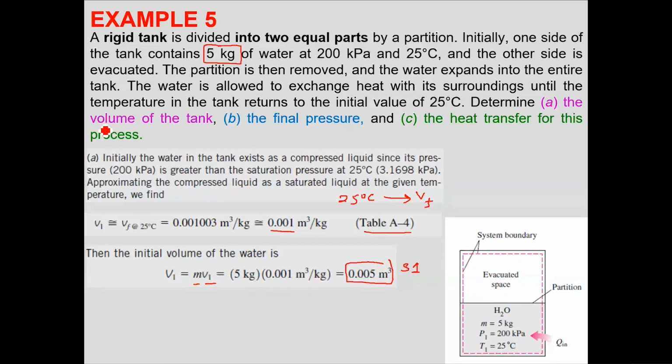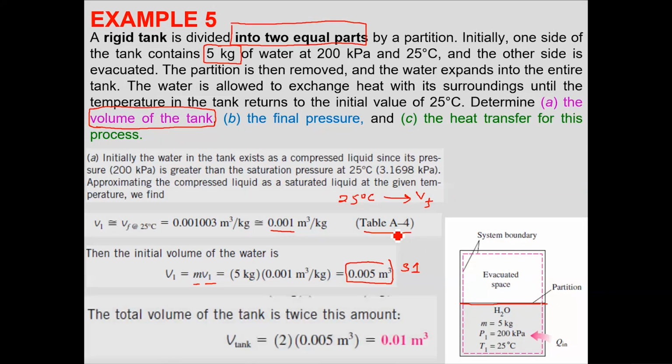Now, how can you find out the final volume of the tank? Anybody, how can you find out the final volume of the tank? Student: At the final pressure, the specific volume of the gas, sir, we will multiply the specific volume with the weight. Does this information give you any help? A rigid tank is divided into two equal parts by a partition. Initially, half of your tank is occupied. Student: Sir, the volume at P1, at P2 it will double, sir.